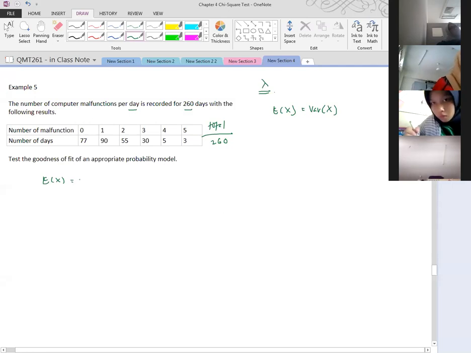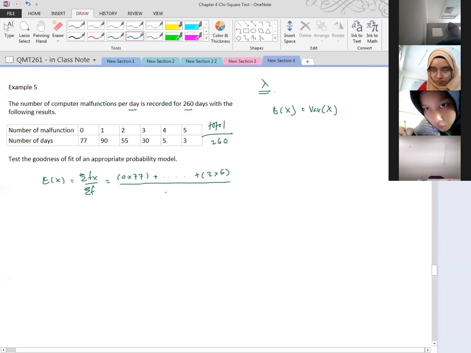Expected value of x is equal to summation of fx divided by summation of f. So this one should be equal to 0 multiplied with 77 plus, until 3 multiplied with 5, divided by the total number of frequency, which is 260. So this one should be equal to 1.25.